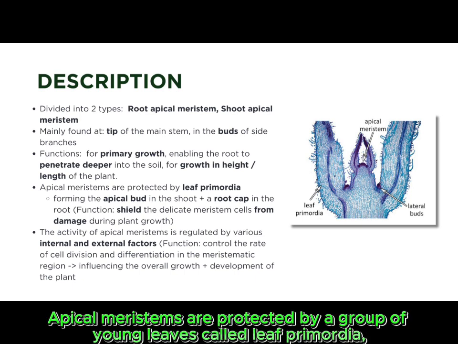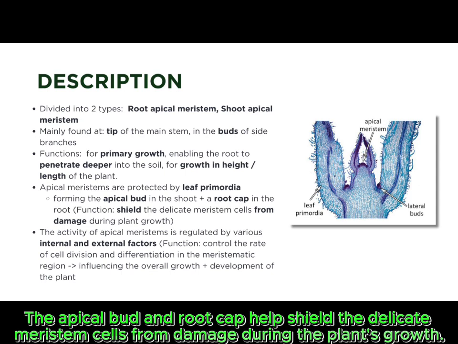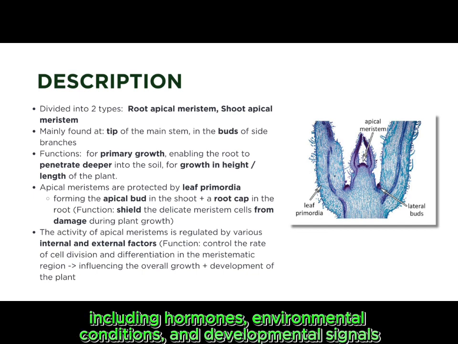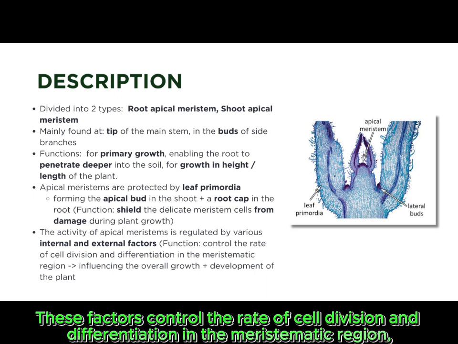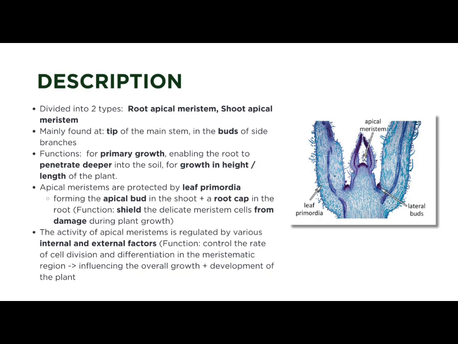Apical meristems are protected by a group of young leaves, called leaf primordia, forming a structure called the apical bud in the shoot, and a root cap in the root. The apical bud and root cap help shield the delicate meristem cells from damage during the plant's growth. The activity of apical meristems is regulated by various internal and external factors, including hormones, environmental conditions, and developmental signals. These factors control the rate of cell division and differentiation in the meristematic region, thereby influencing the overall growth and development of the plant.